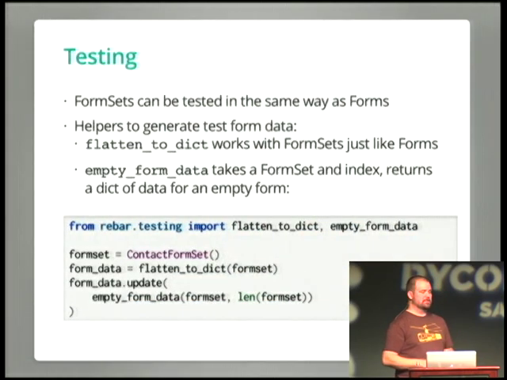Flatten to dict works just fine for these. This is actually one of the places that's really helpful if you're trying to test a formset. And there's also an empty form data helper that will generate a new copy of the inner form for you. So when you're testing it, Rebar has a couple of things that can be really helpful there.